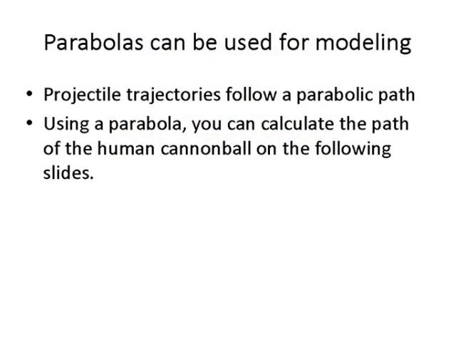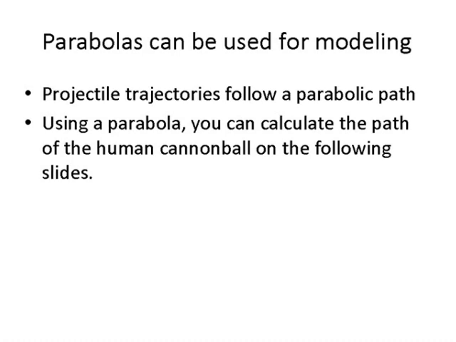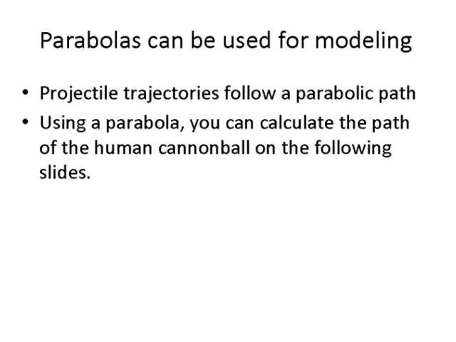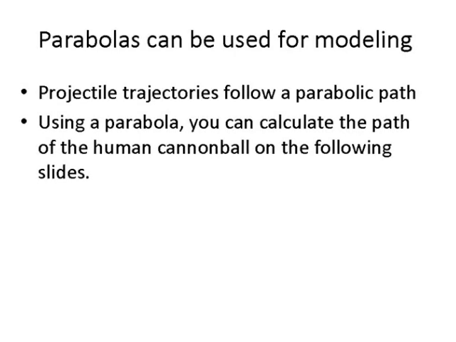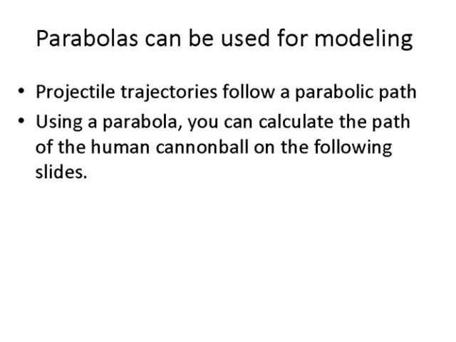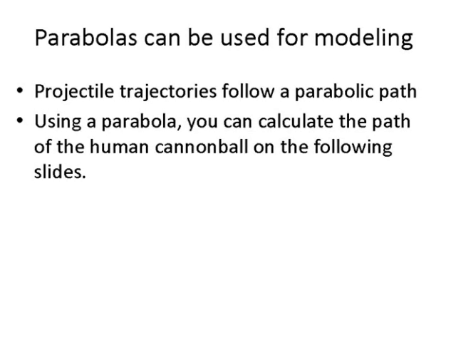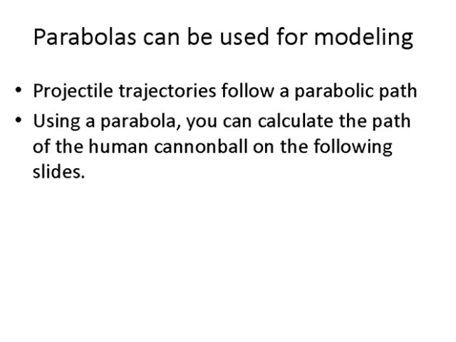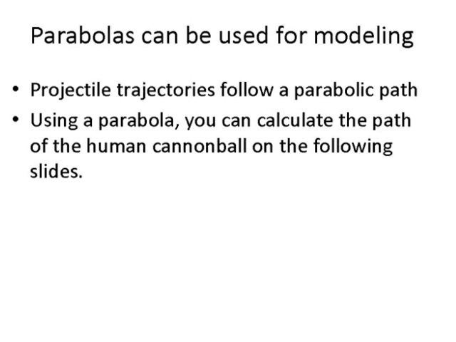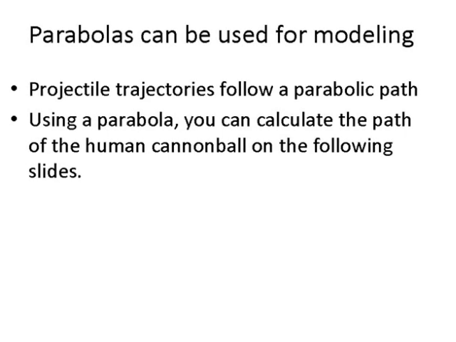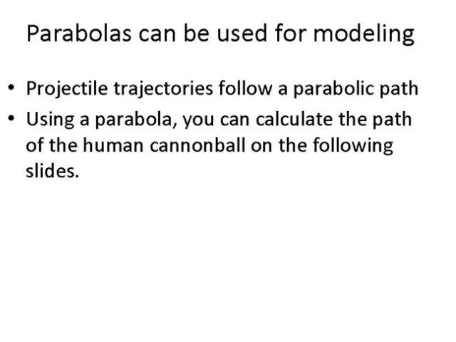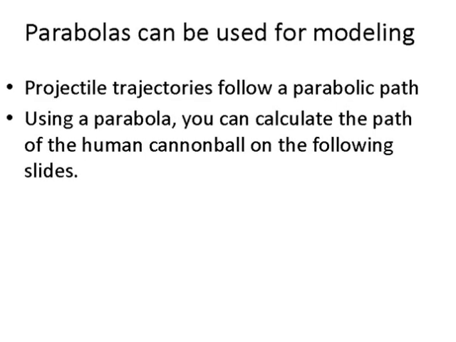But what we can do is we can use parabolas for modeling the trajectory. Any kind of projectile trajectory will follow a parabolic path. In other words, it's a parabola. By projectile, we mean something that is thrown, pushed, shoved, or otherwise hurled into the air, but not moving under its own power. So if you know a few pieces of information about it, using a parabola, you can calculate the path, and that's what we're going to do with the human cannonball in these following slides.